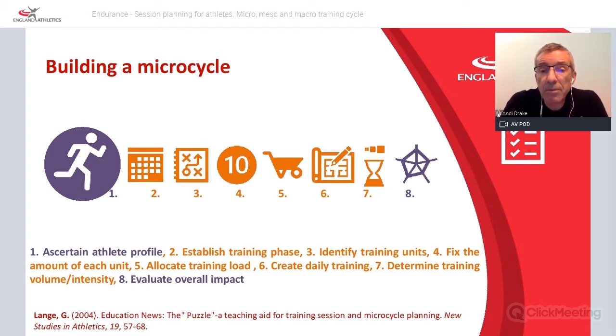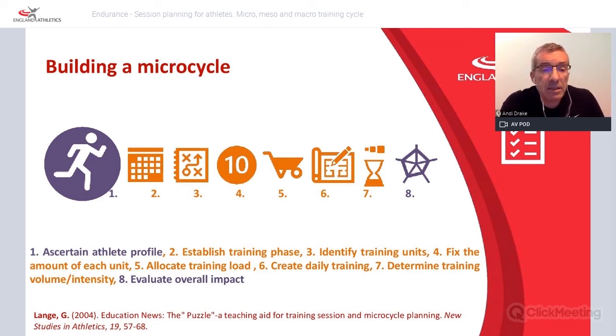we're putting the plan together. We've decided on this general preparation, specific preparation, and so on, and then we're putting the week's training together, which was the microcycle. So I've got an 8-stage process here to give us some ideas about how we might put that together. And this is some of Gunter Lang's work. Gunter is German and works for World Athletics in coach education and development.